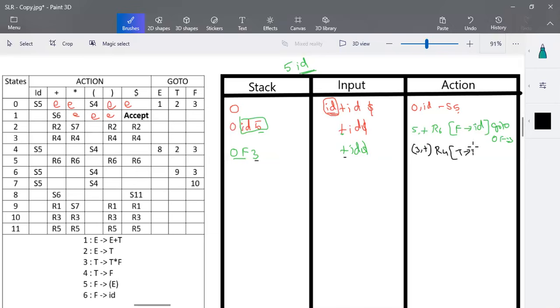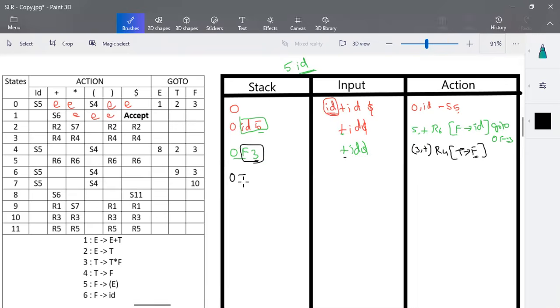So T tends to F. What is the handle in this production here? This portion. So this rightmost portion is the handle. We have to pop out the stack until this F occurs. So first 3 will be popped out and then F will be popped out. So instead of these two entries, we'll be pushing this T into the stack.